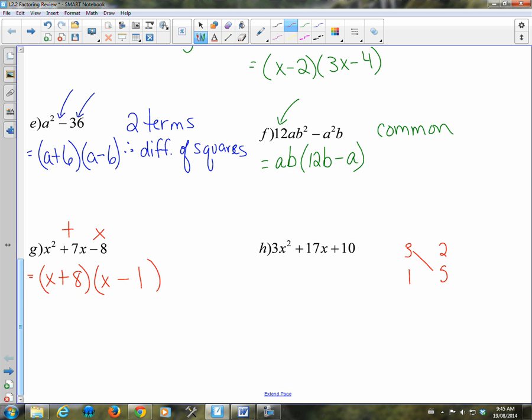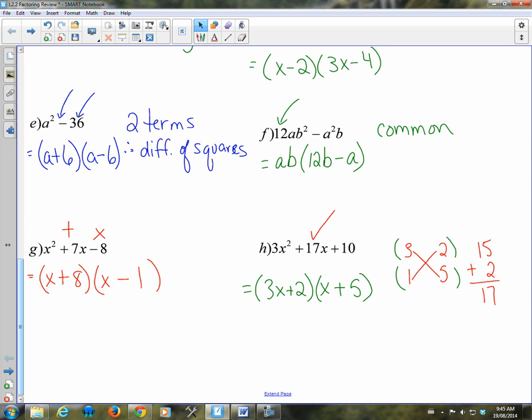And so I crisscross and multiply. 3 times 5 is 15. 1 times 2 is 2, and I add up those two numbers and see I've got 17, which is good because that's my middle number. When it works, it's wonderful because there's my factors: 3x plus 2 and x plus 5.